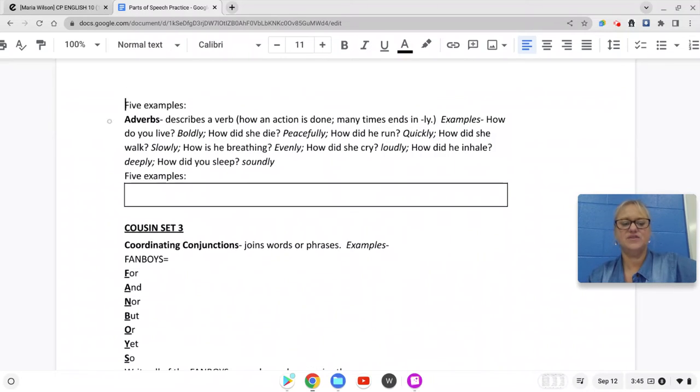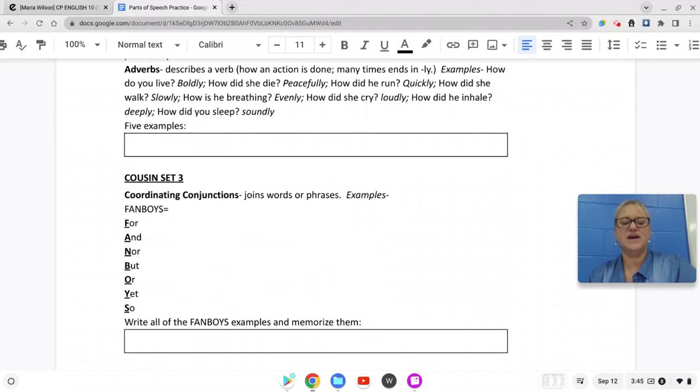And then an adverb tells how a verb is done, how an action verb is done. So how did he run? Quickly. How did she die? Peacefully. How did she walk? Slowly. How is he breathing? Evenly. How did she cry? Loudly. How did he inhale? Deeply. How did you sleep? Soundly.